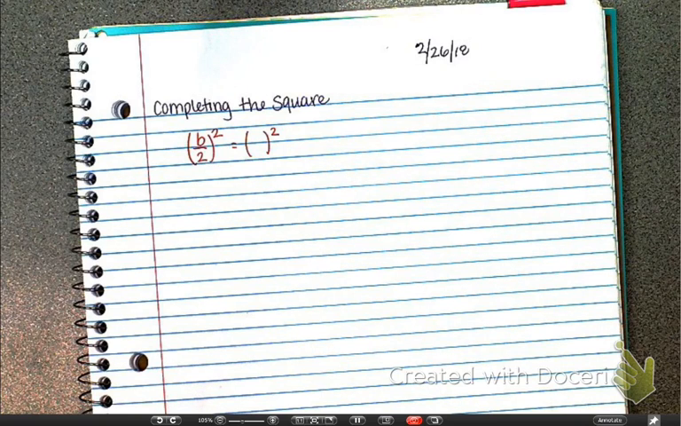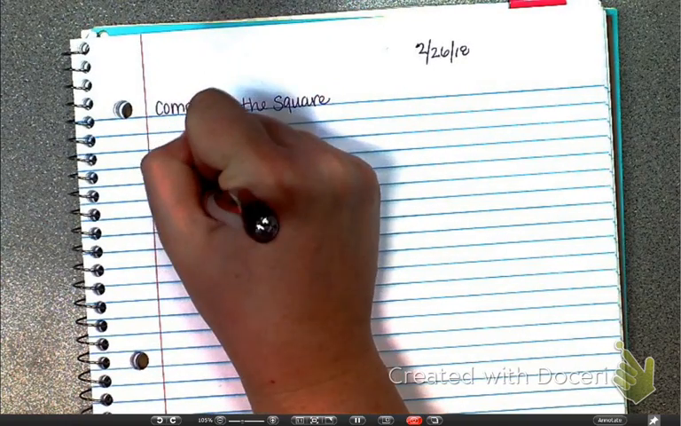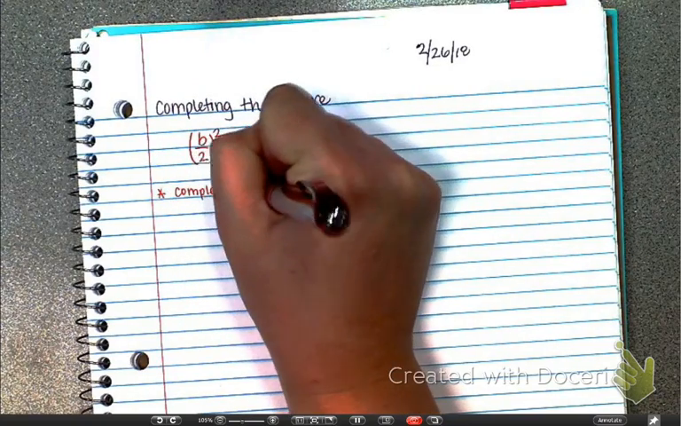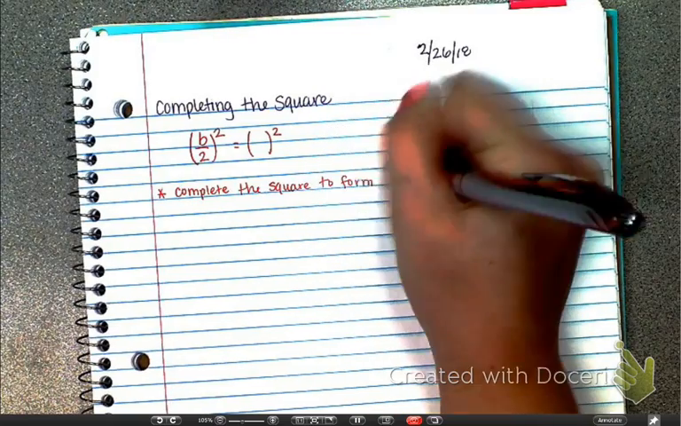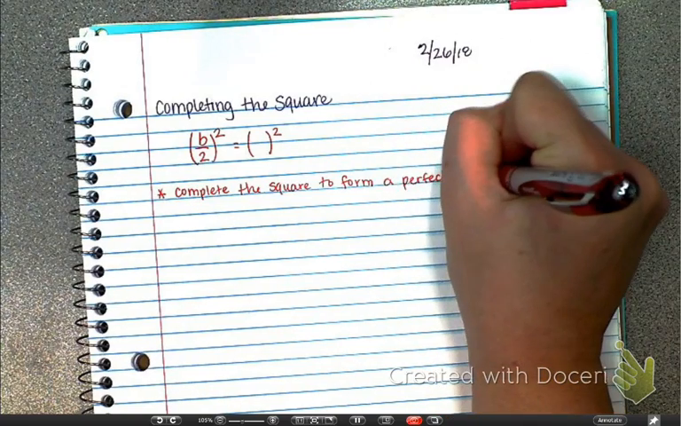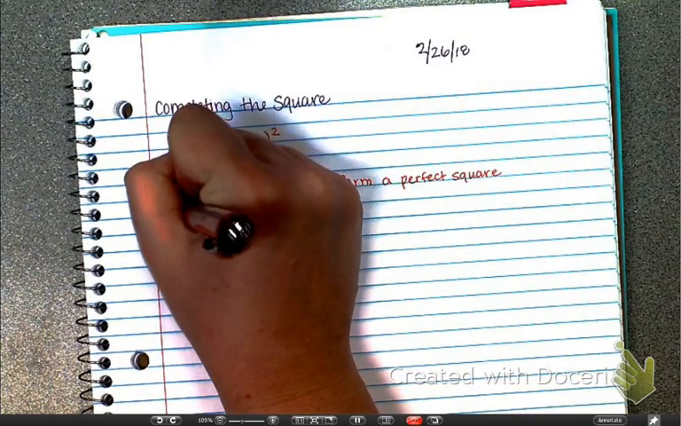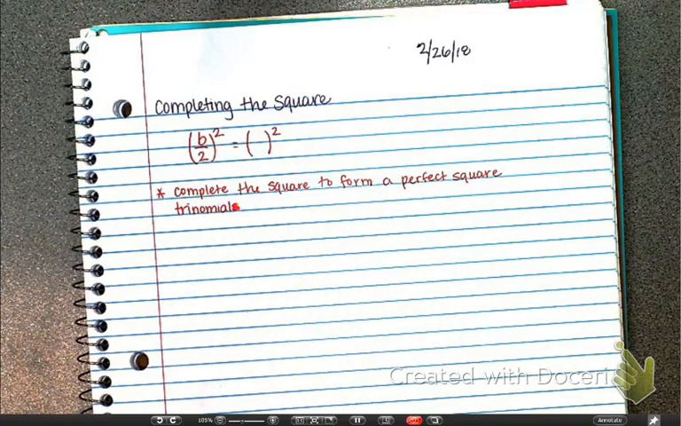So we're still dealing with a quadratic, which means we'll have 3 terms. The highest exponent is still a 2, but in this case now we are finding that third term. And we want to find a third term, so we're going to complete the square to form a perfect square trinomial.